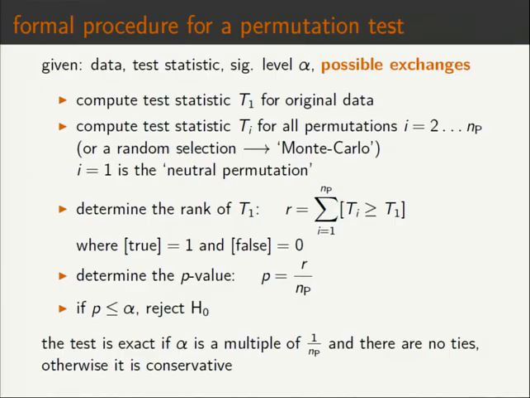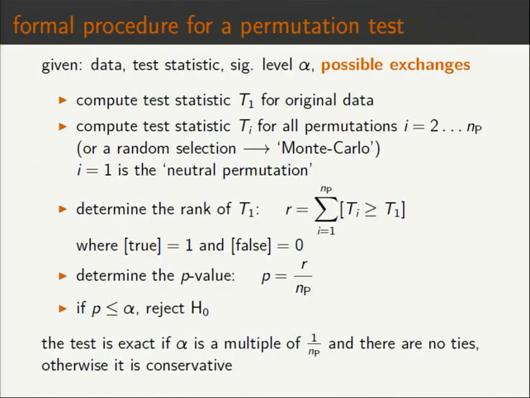Then we compute the rank of T1, which can simply be done by looking at all the values in the permutation distribution which are larger or equal to T1 and counting this number. This can be expressed with the so-called Iverson bracket: the sum over i equals 1 to NP of brackets Ti larger than or equal to T1, where the brackets mean that if the condition in the brackets is true, it has a value 1, and if the condition is false, it has a value 0. Now we have the rank R. We determine the p-value by dividing this rank by the number of permutations: P equals R over NP. And then we can make the test.